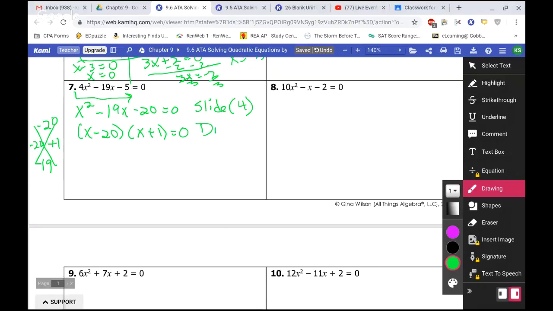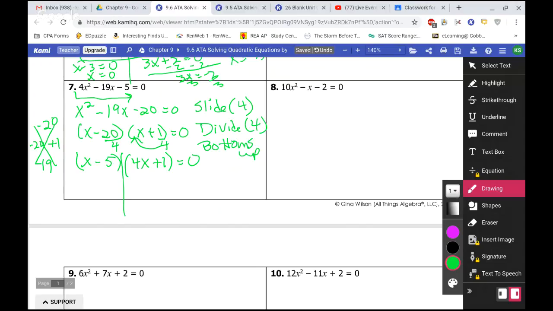But now I want to remember to divide by that 4. So x minus 20 over 4 reduces to x minus 5. This does not divide into a perfect integer, so I'm going to bottoms up here. Remember, if it doesn't make a whole integer, you bottoms up, and you always have to reduce in some way, get it to its smallest form. So that's going to be 4x plus 1 equals 0.